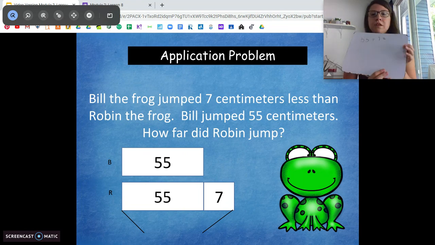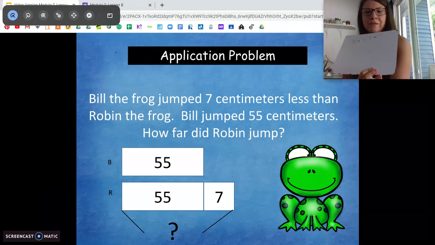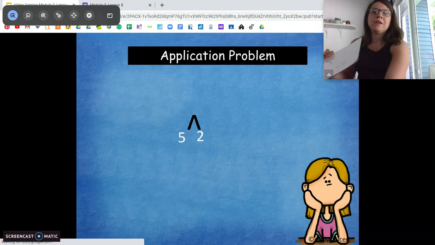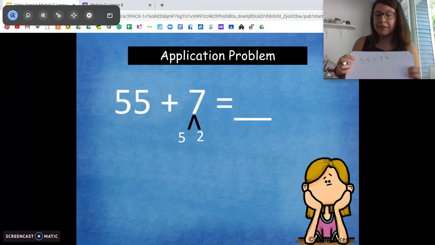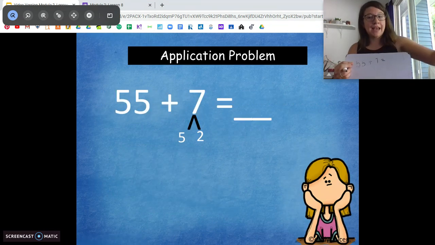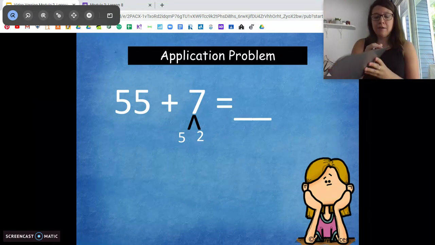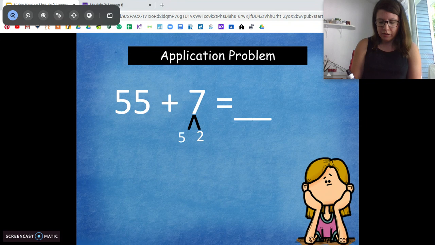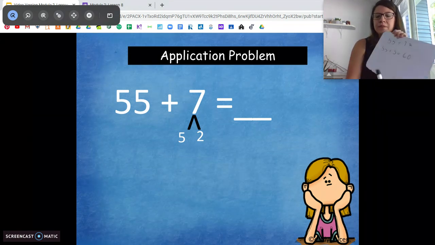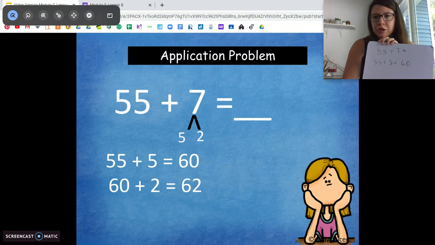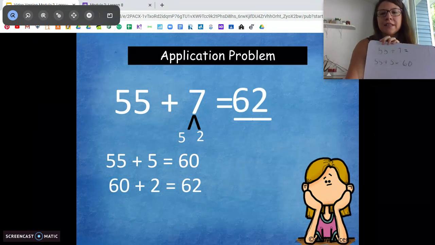If I were you, I would decompose the 7. Pause and solve that now. Ready? Okay. So to decompose the 7, we want to get the 55 to the next 10. We want to get the 55 to 60. So we're going to add, my marker's dying out on us, 55 plus 5 equals 60. And then we still have those 2 extra ones to add. And that gives us 62.